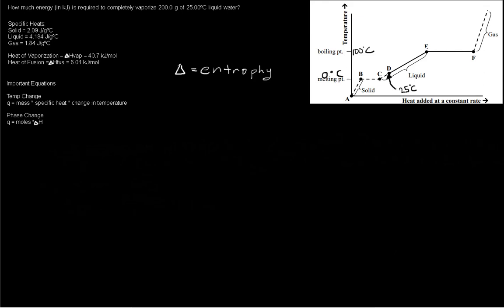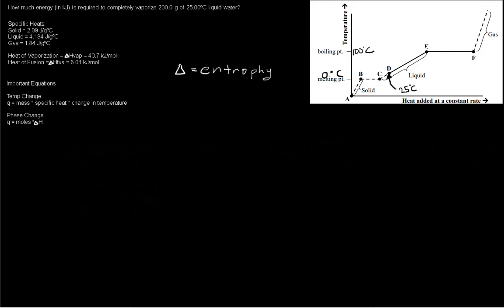So this problem is asking us how much energy is required to completely vaporize 200 grams of 25 degrees Celsius liquid water. So first what you need to do is draw a phase diagram, which is drawn right here. If you don't know how to draw a phase diagram, you should go and review that before watching this video.